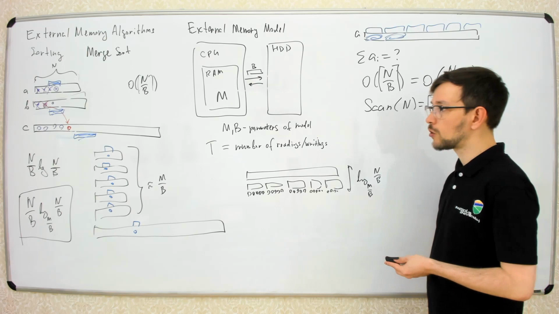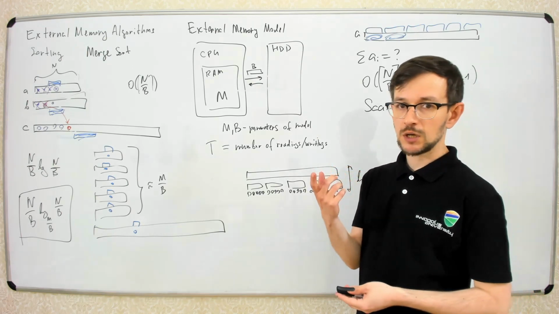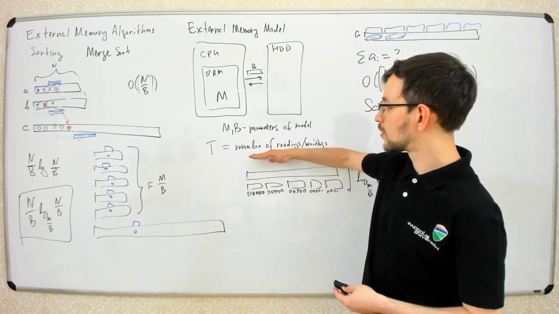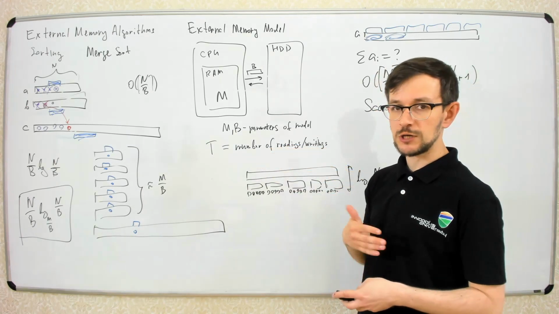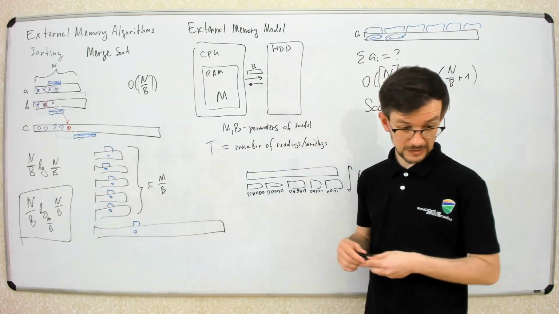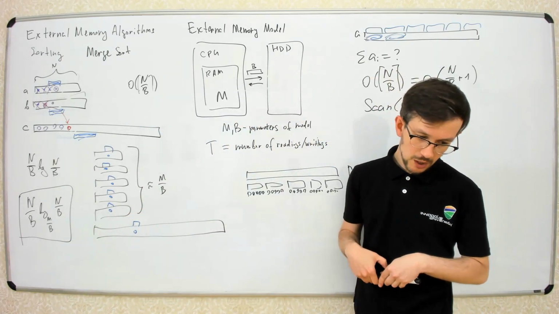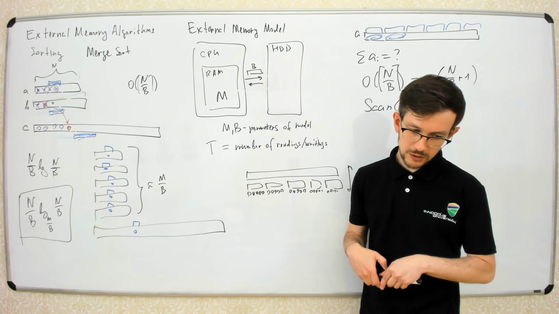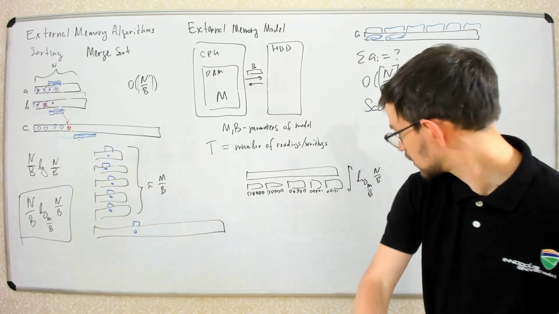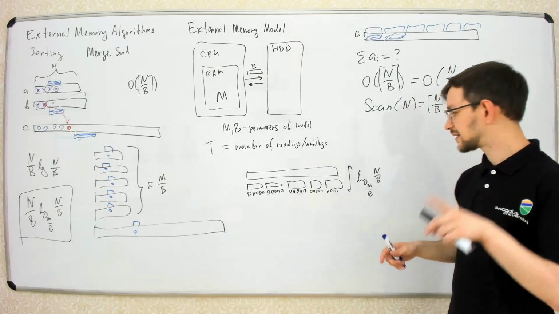So if you can only compare two elements, then the minimal number of input-output operations you need to sort this array is actually this. So we cannot do it quickly. You can improve it slightly.